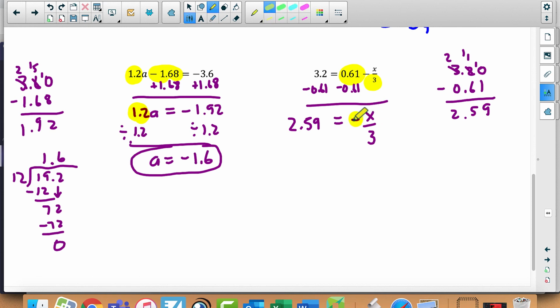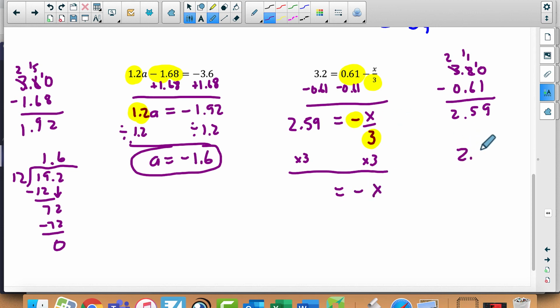Now, we still have to get rid of this negative sign and this 3. You can do this in either order you want, but I'm going to deal with the 3 first. This is divided by 3, so I'm going to multiply by 3 and multiply by 3. On the right-hand side, the 3's cancel, so you're just left with negative x. And on the left-hand side, what the heck, I can do this too. 2.59 times 3. 3 times 9 is 27. 3 times 5 is 15 plus 2 is 17. Carry the 1. 3 times 2 is 6 plus 1 is 7. Oh, look at this. 777. And move the decimal over 2 spots. 1, 2. So I get 7.77.